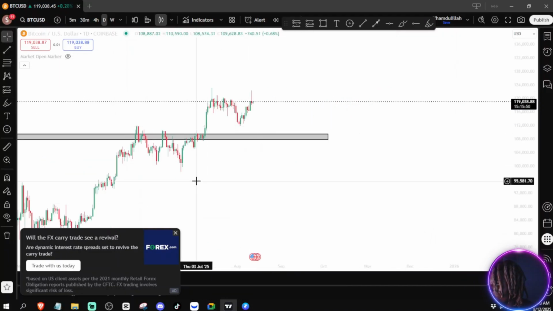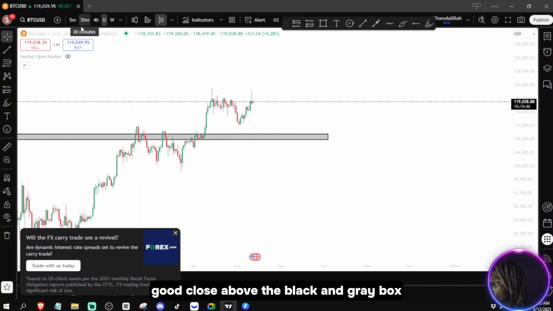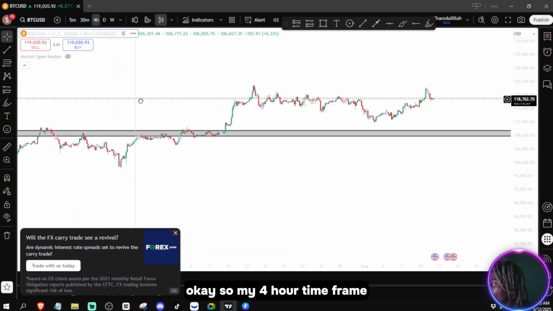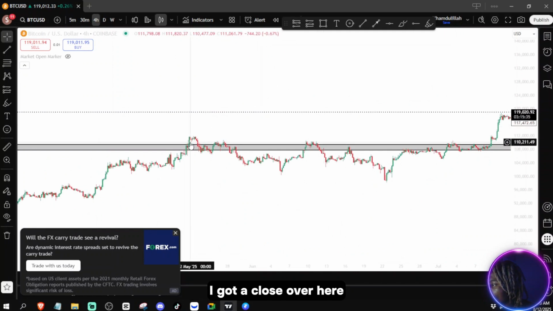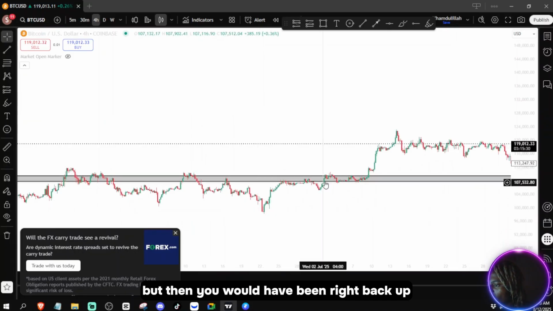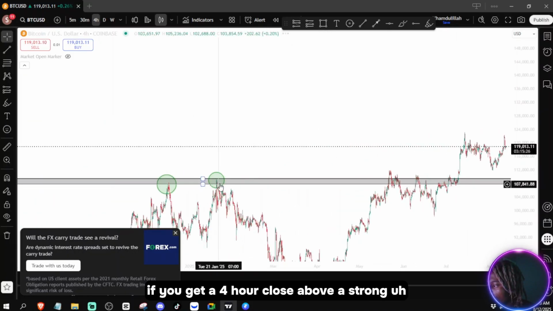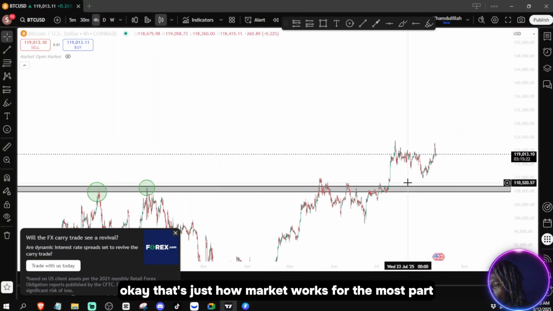What I would have waited for is a strong, good close above the black and gray box. On my 4-hour time frame, I didn't get too many closes. I got a close over here, so this could have been a potential entry. It would have been a slight drawdown, but then you would have been right back up. A lot of the time, if you get a 4-hour close above a strong resistance entry, it wants to break out and continue in an upwards trend. That's just how the market works for the most part.